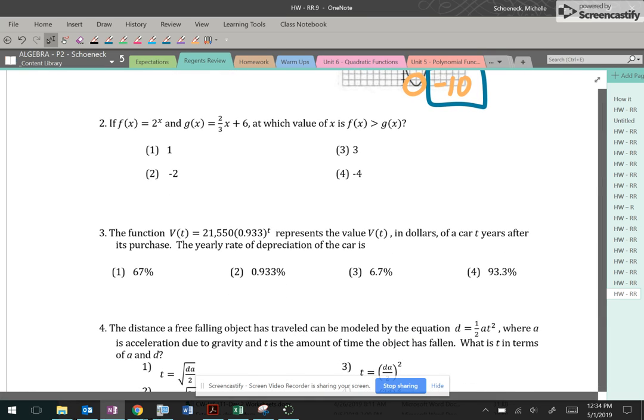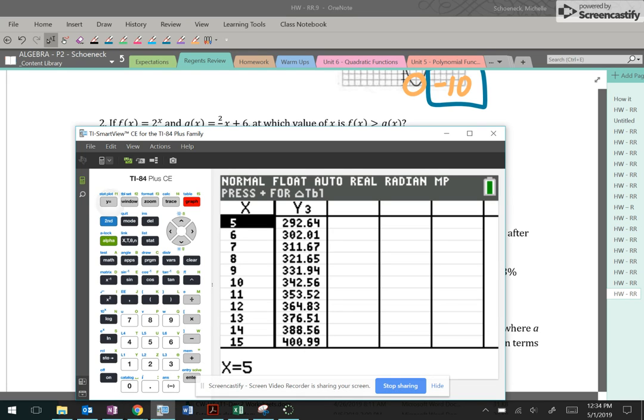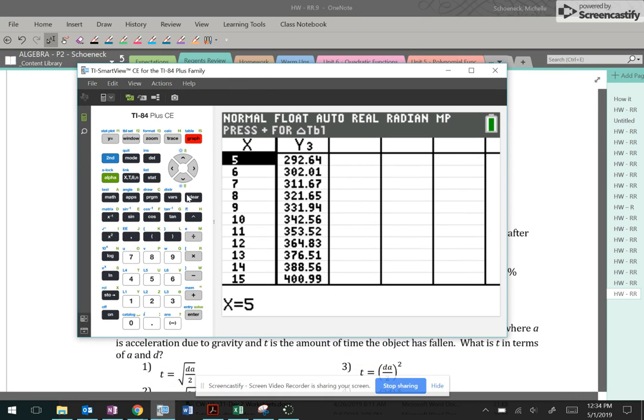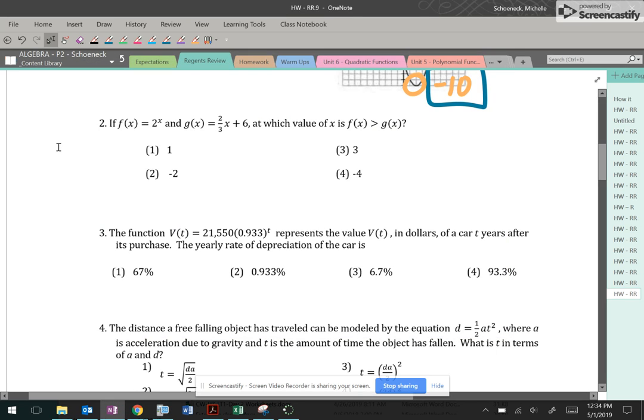Number 2, if f of x equals 2 to the x and g of x equals 2/3 x plus 6, at which value of x is f of x strictly greater than g of x? So I've already typed these into my calculator, which doesn't seem to want to work right now. Anyways, we're looking for the value at which the y1 now is bigger than y2. I'm going to have to use my regular calculator here.